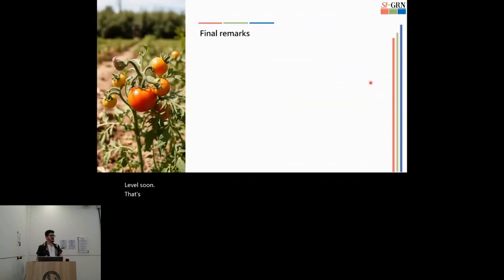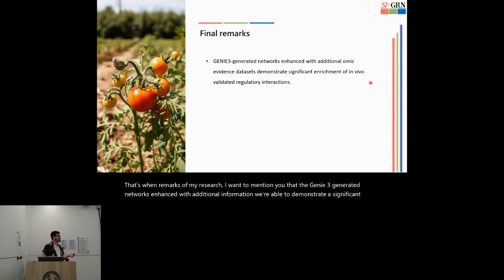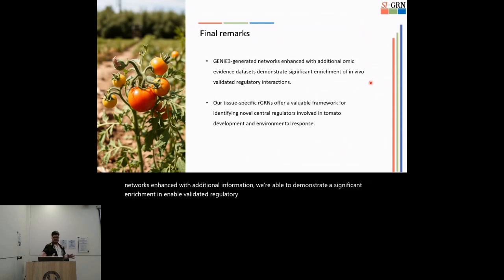As final remarks of my research, I want to mention that the GeneTree-generated networks, enhanced with additional omic information, were able to demonstrate a significant enrichment in in vivo validated regulatory interactions, and that our tissue-specific reference regulatory networks offer a valuable framework for identifying novel central regulators in tomato development and environmental responses.